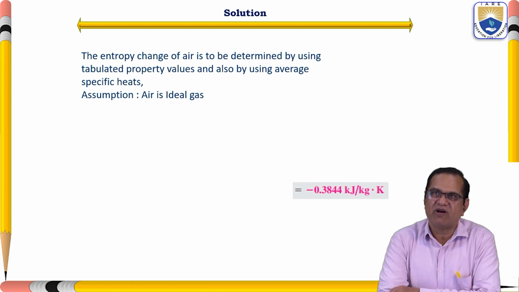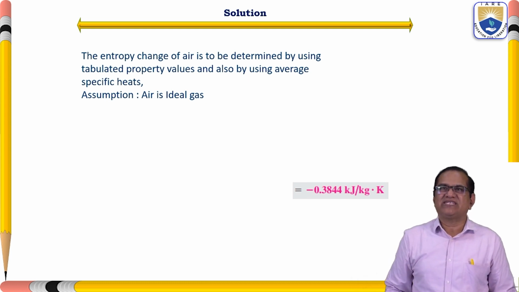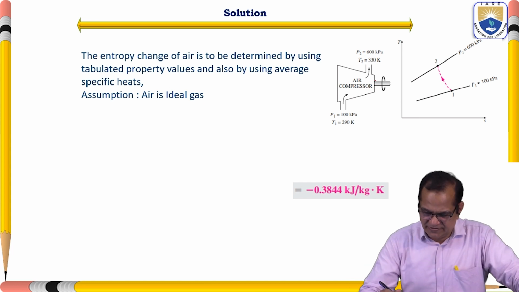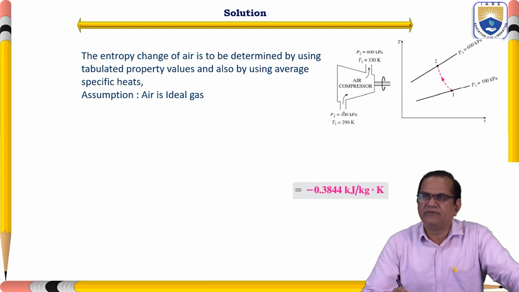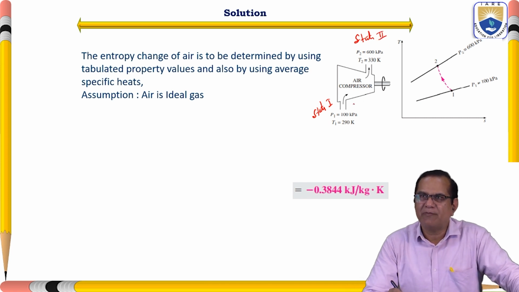Here we can see the solution for this problem. The entropy change of air is to be determined by using tabulated property values and also by using average specific heat. Assumption here: air is an ideal gas. So here we can see the problem statement. This is state 1, and here we have state 2. So here is the compression.